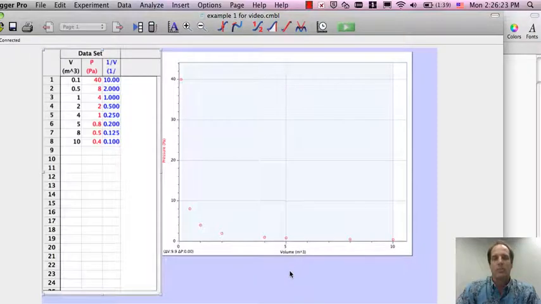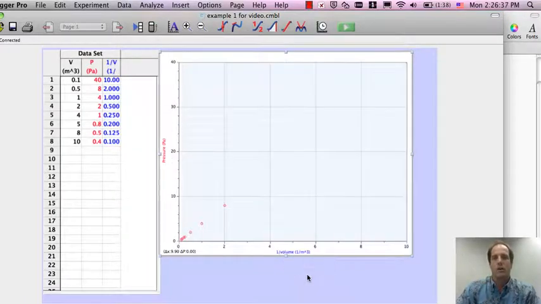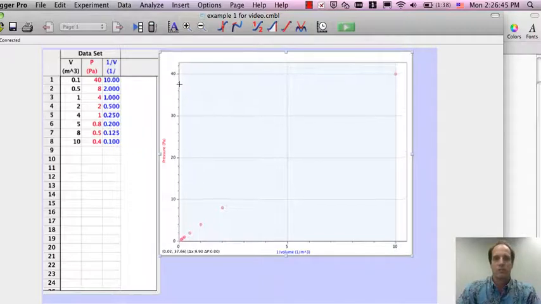And then to make that display on my graph, I'll click on the x-axis label like that, and I get options for all of the variables that exist within the data table. I'm going to select 1 over volume, and it automatically graphs it and scales it accordingly. And then I'm going to just rescale that graph slightly so that you can see all the data points. It does look linear with 0 y-intercept.